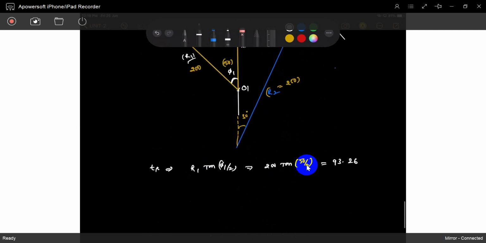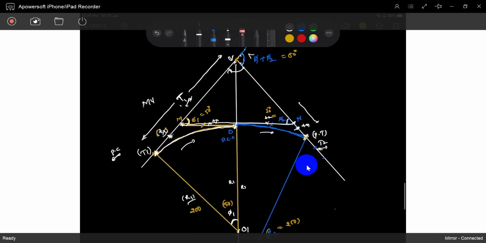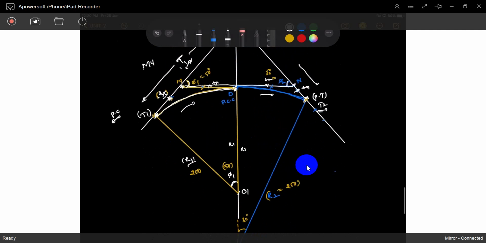Now I will calculate TN also. TN is R2 tan phi 2 by 2, so 250 tan 30 by 2. That value is 66.99. So this length is 93.26 and this length is 66.99.